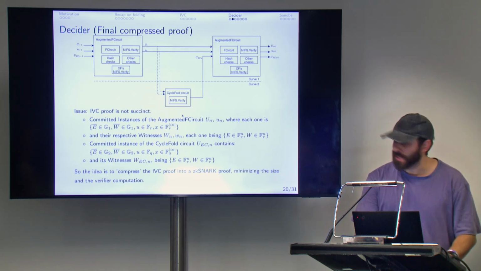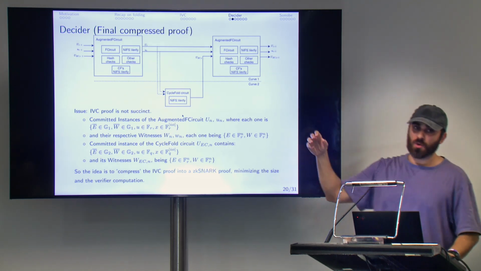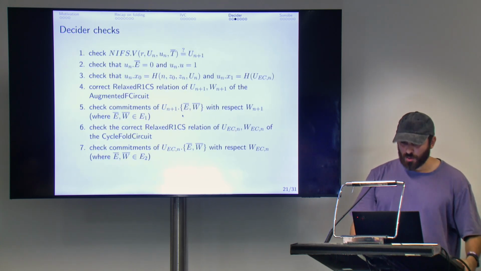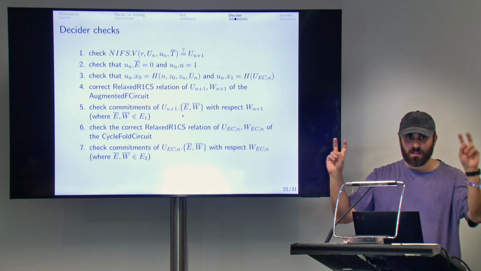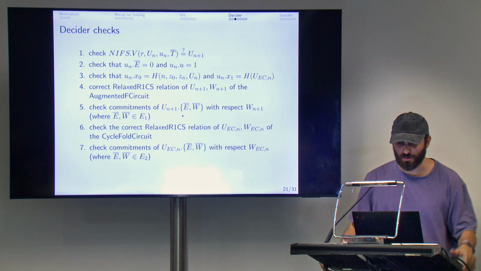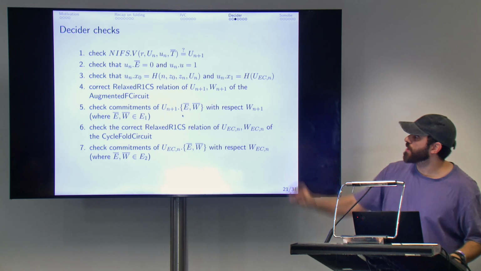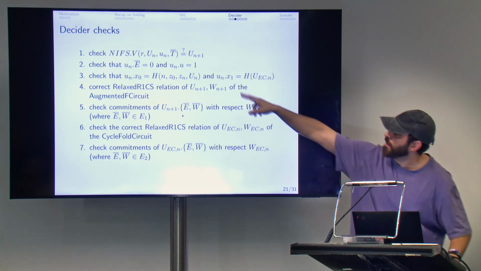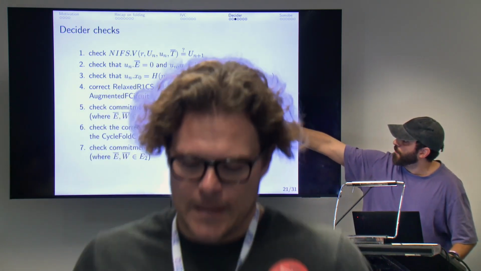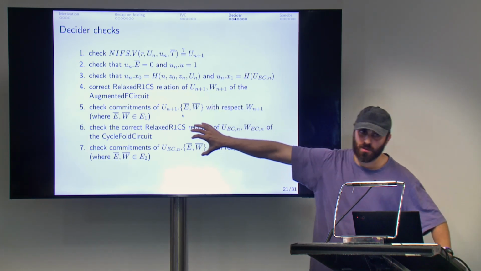The thing here is that those are quite big, like some megabytes of data. So the idea is to compress them through a final ZK snark proof. Those are the checks that we need to do in this decider. The name comes from some of the papers, and it decides whether the IVC proof is correct or not. Another way to refer to it is the compressed snark final proof. So we need to check some folding verification, some extra checks with some hashes, but then the correct relaxed R1CS relation and the commitments for this final instance, and the same for the CycleFold instance.